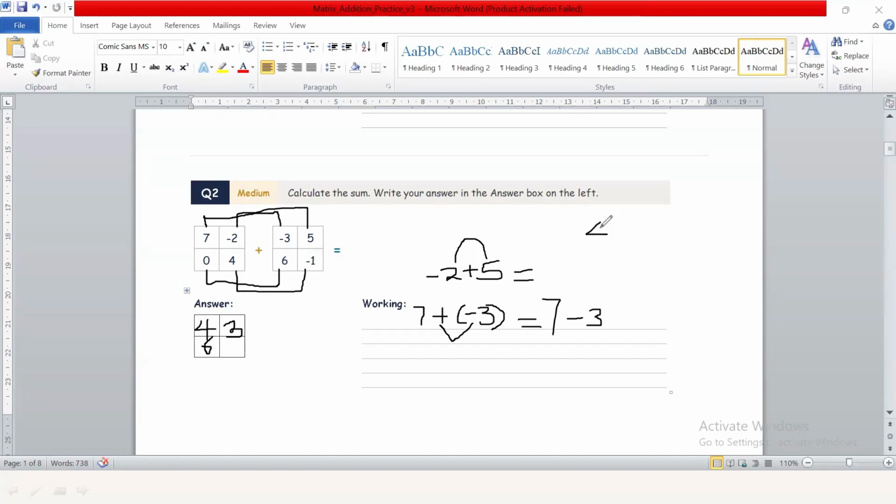We have 4 adding a negative 1. And of course, the same thing will happen here. This sign will change to a negative sign. It will be 4 minus 1, and that should give us 3. So that should give us 3. That's for question 2.